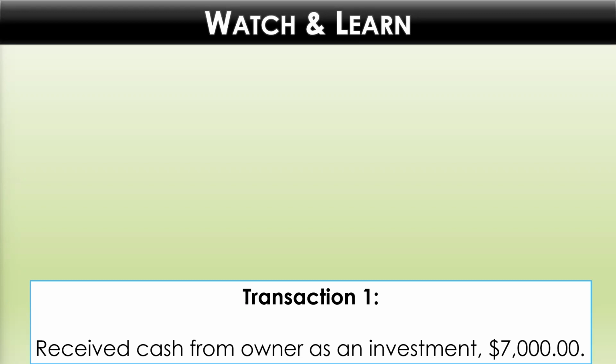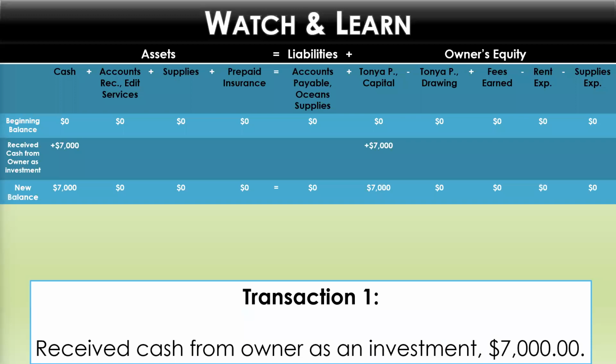Received cash from owner as an investment in the amount of $7,000. This transaction is recorded on this row. This transaction impacts the cash account and the capital account. Keeping in mind, each business transaction will always impact at least 2 accounts. Here, we are going to increase cash by $7,000 and we increase the capital account by $7,000.